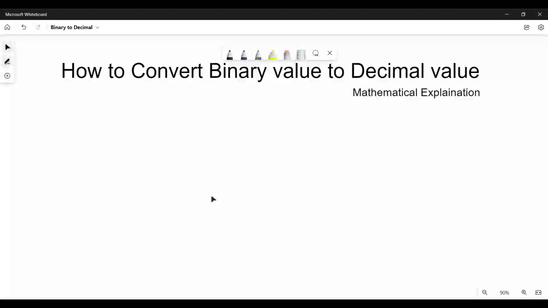Today we're gonna see how to convert a binary value to a decimal value. Now this video is going to be a mathematical explanation of this concept, and in my next video I'll go over the code to do this.